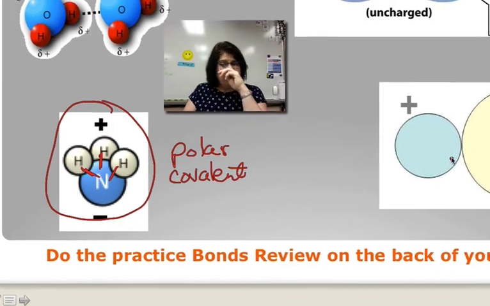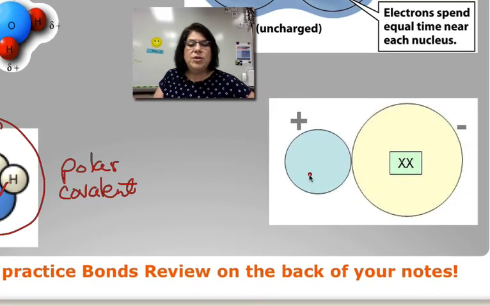Let's do this one over here. We have two different atoms. This one is positively charged. Remember, that's called a cation. And over here we have one that has some extra electrons, making it negatively charged. If we have a positively charged ion, that's this one, being attracted to a negatively charged ion, that would make this an ionic bond. Oppositely charged ions attracting is an ionic bond.